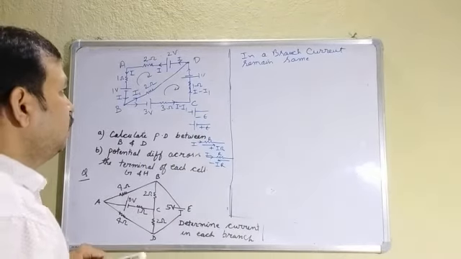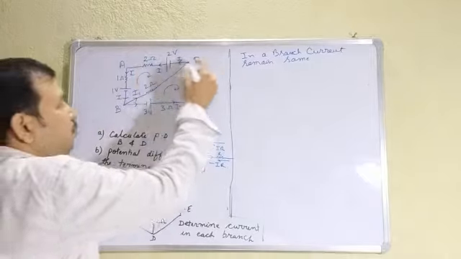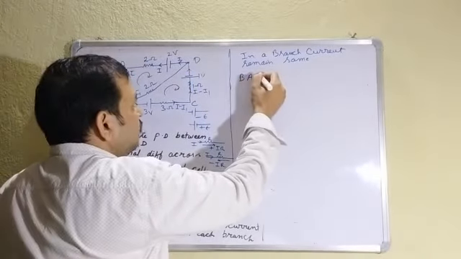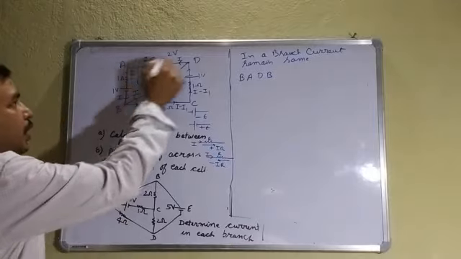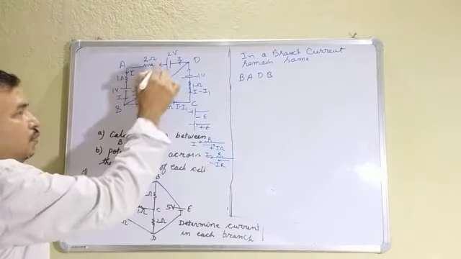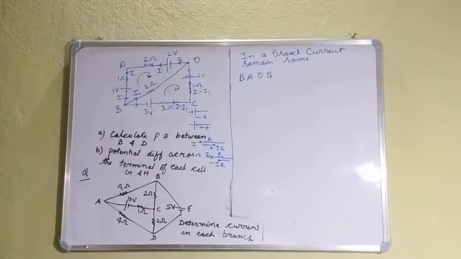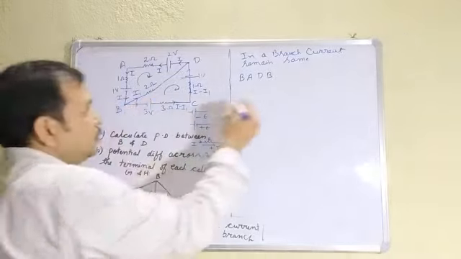Now, when you do all these things, then you choose the loop. Suppose I am taking BADB. BADB, first loop. BADB means I am moving in clockwise direction. That's why I have written clock. You can take anti-clockwise. Answer will be same. Second loop I have chosen BDCB.